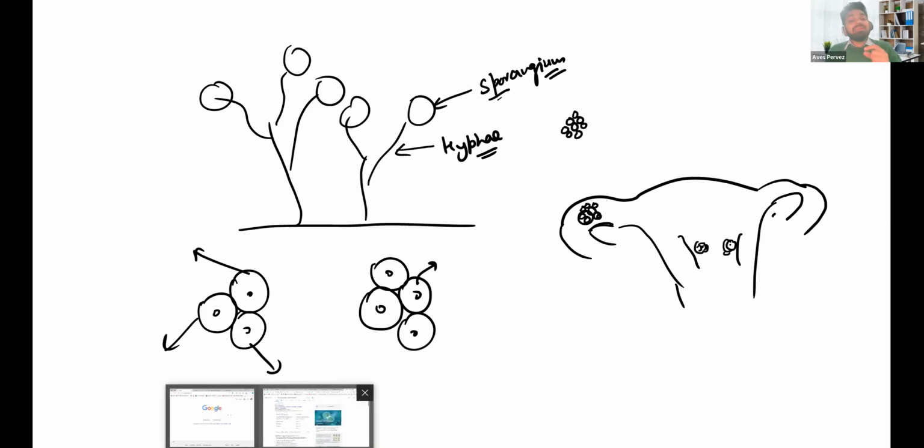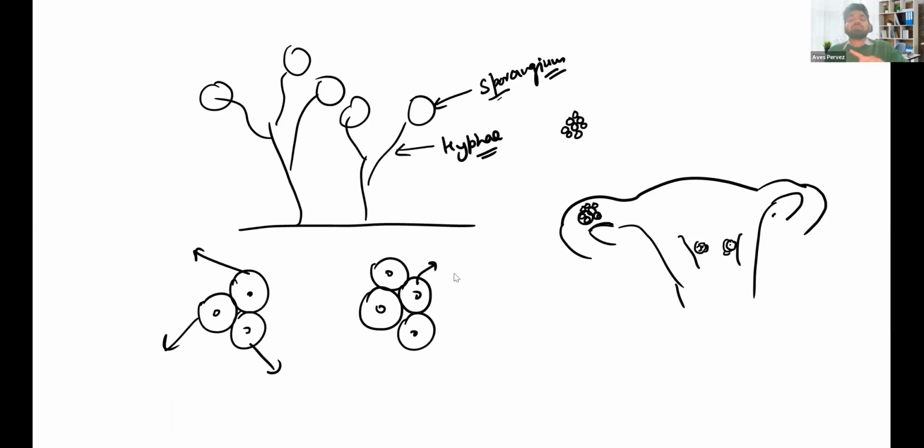Disadvantage of asexual reproduction: whenever an organism reproduces by asexual reproduction, the chances of variation are very less. Every time the organism is going to have the same body design, same structure, almost the same everything. So the change is very slow.